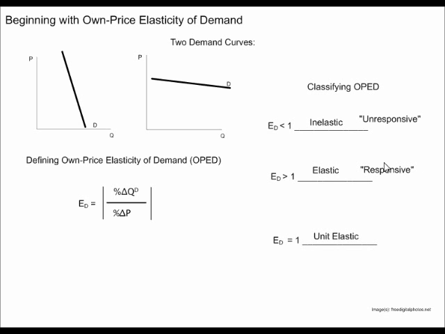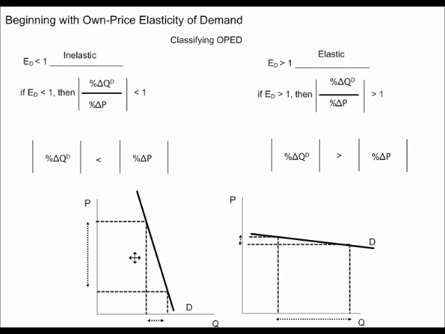We can use a little bit of algebra to get a little bit more intuition with that definition and those classification systems. We just established that the own price elasticity of demand, if it's less than 1, we classify it as inelastic. So if we have an inelastic good, then that means that, again, just substituting in our formula, the absolute value of the percentage change of the quantity demanded divided by the percentage change in the price is less than 1.